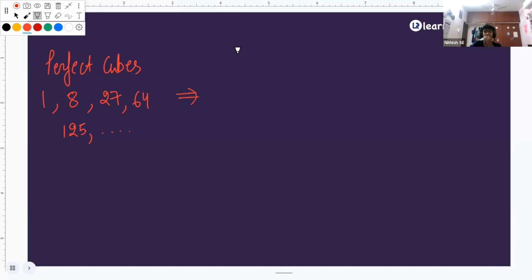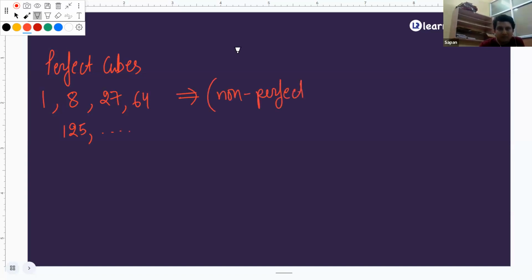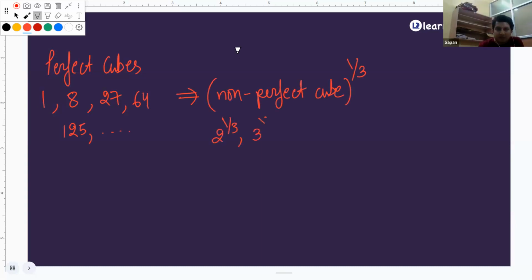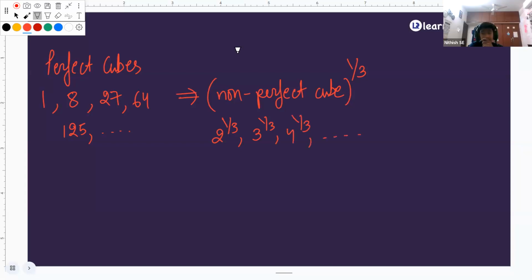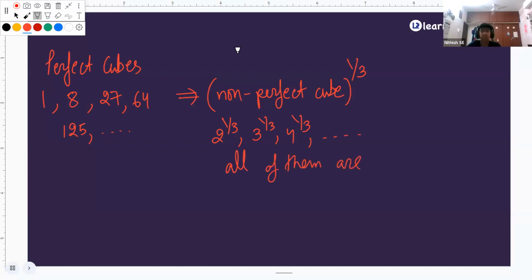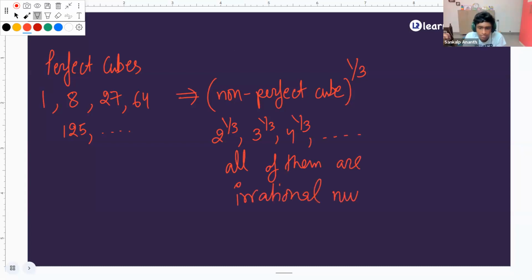Now, get the non-perfect cubes: 2 raised to 1 by 3. Because we are in the perfect cube case, we take the third root. So 2 power 1 by 3, 3 power 1 by 3, 4 power 1 by 3, 5 power 1 by 3, 6 power 1 by 3. All of them are irrational numbers.